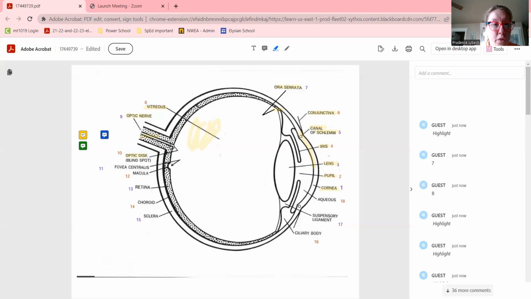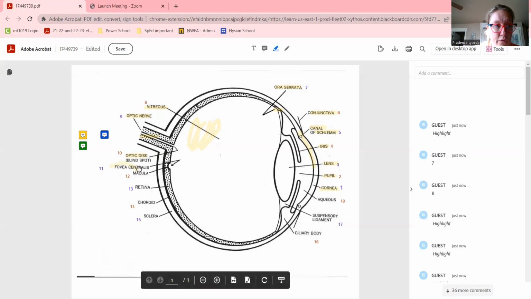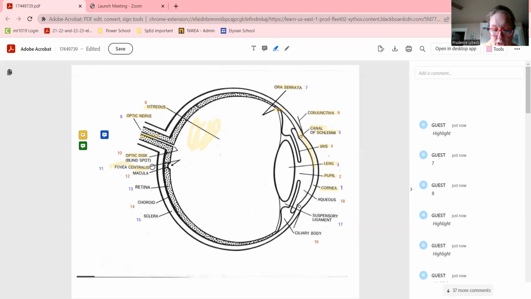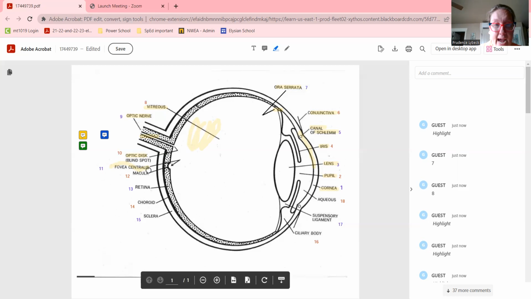So then we go to our fovea centralis, and that is our number 11. And that's the central portion of the macula, and it has the highest concentration of cones. And it's only at the fovea that we have that 20/20 vision.